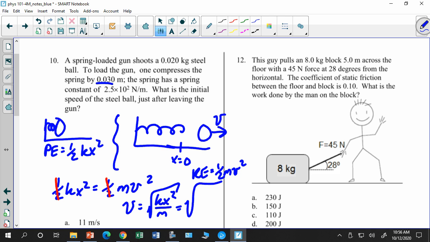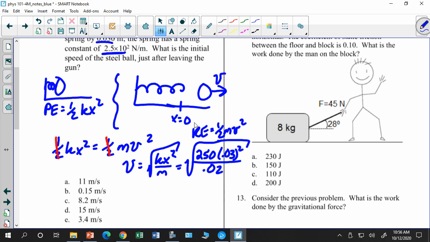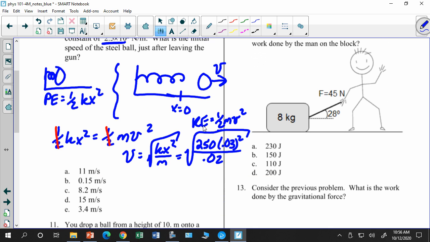That's the square root of k, which is 250, times x squared, that's 0.03 squared, divided by m, which is 0.02 kilograms. And then that answer is, I don't know, does anybody know what that is right off? 3.4.